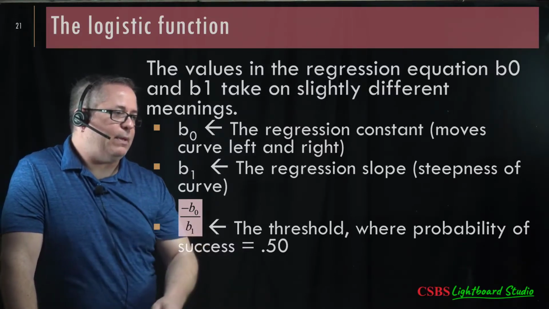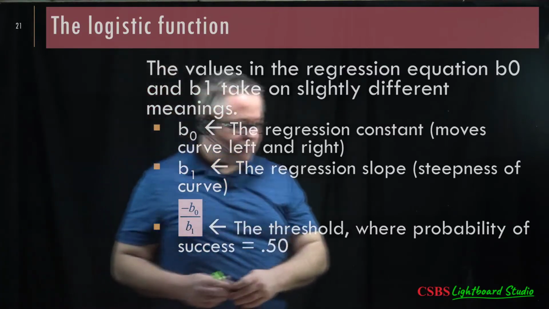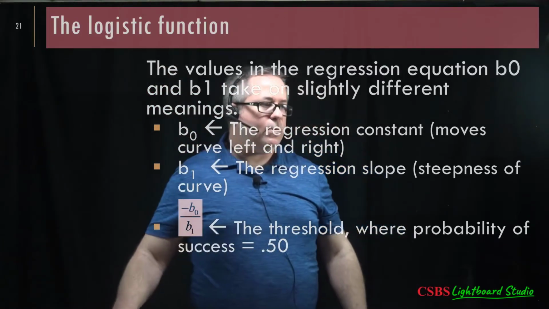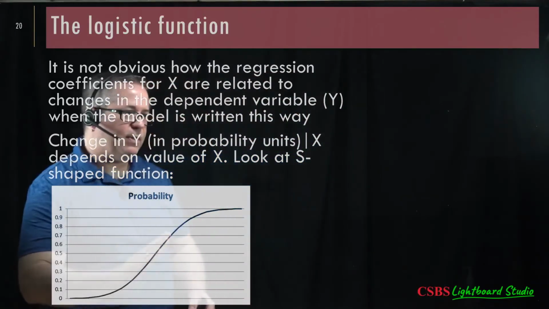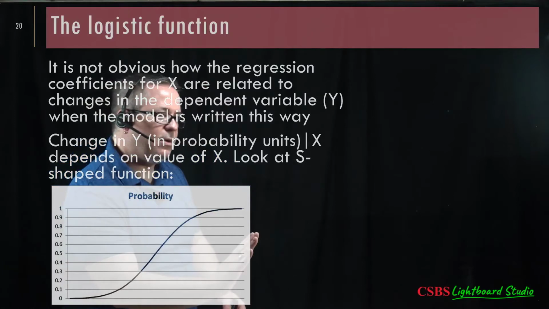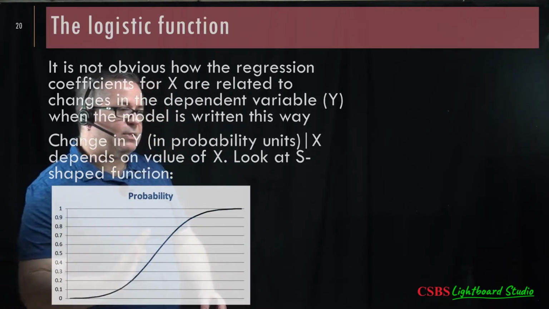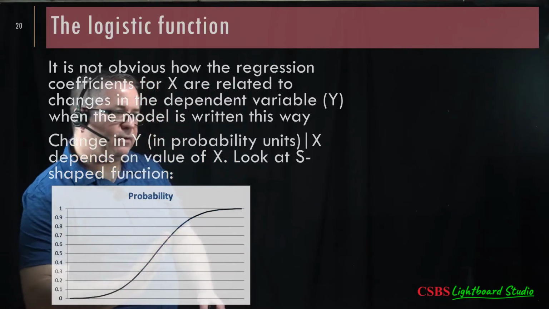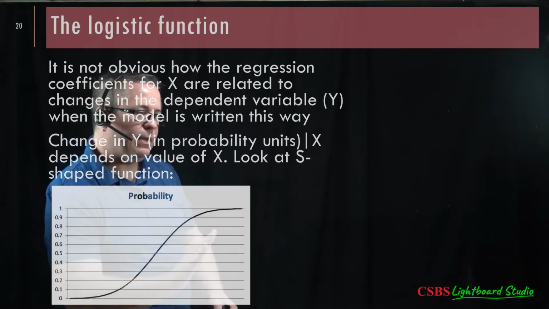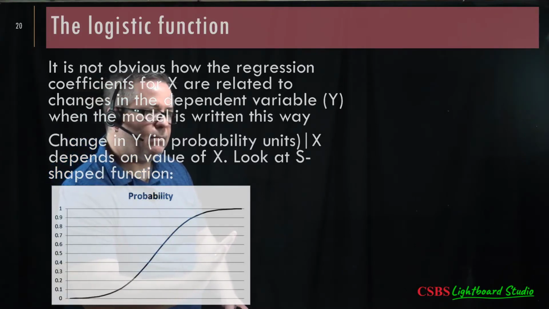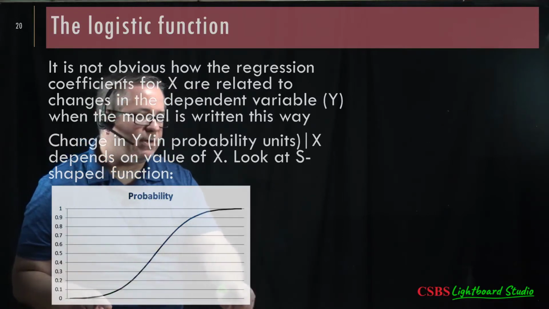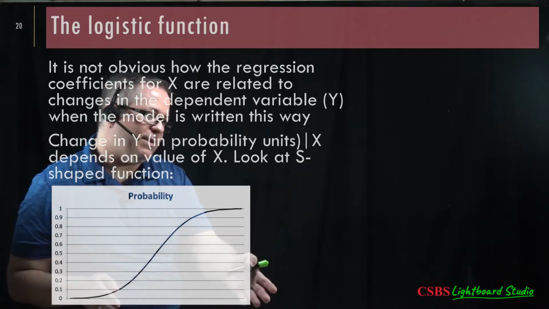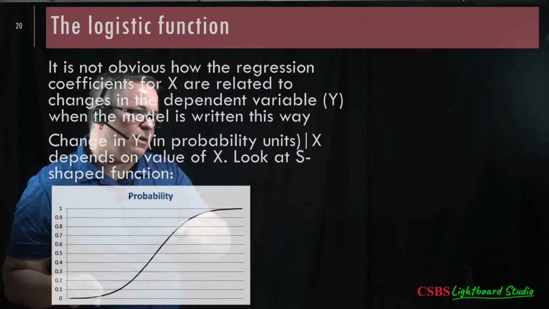The B0 value, because it moves the curve. Go back a second. If you think about this curve and moving the curve either up or down, what does that actually do? If this curve moves this way, that means that the item is more difficult. The reason why is I have to have more of the predictor, more of whatever this is, to get a yes on this question, or 1.